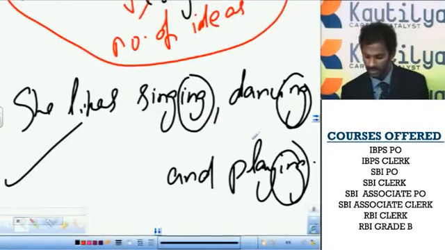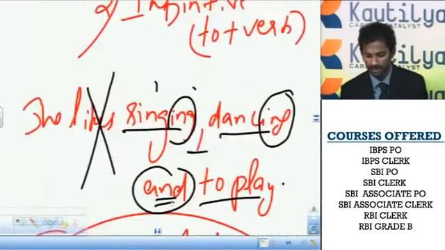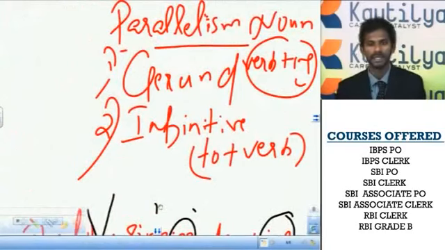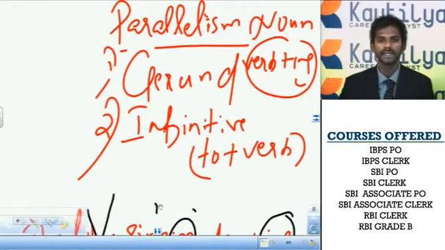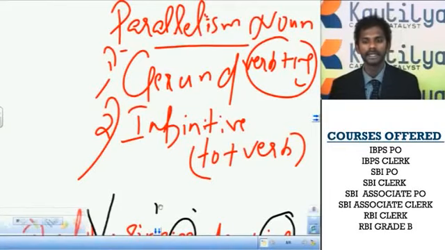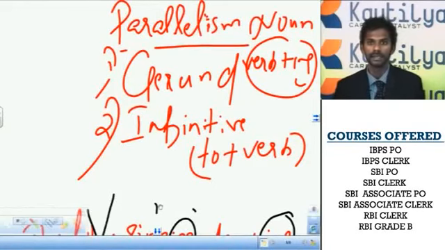Clear? So this is a very first concept in parallelism, gerund, verb plus ing. I repeat, if one idea is in ing form, make sure that all the other ideas must also be in the ing form. Clear? Right. That's the first concept, gerund. Second one is infinitive. As I said, infinitive is to plus verb. Right? If one idea is in the infinitive form, all the other ideas must also be in the infinitive form. Clear? That means if one idea is in the to plus verb form, all the other ideas must also be in the to plus verb form.